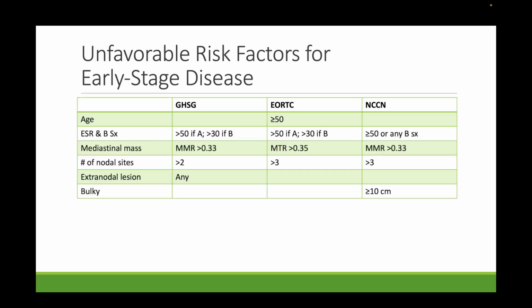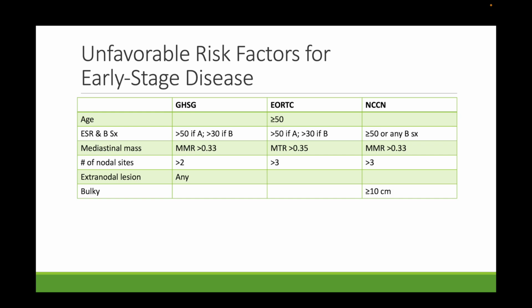So just to review, here is the table of unfavorable risk factors for early stage disease for the different study groups. So we're actually going to start by talking about some of the trials from the German Hodgkin study group. So for a moment, let's just focus on those risk factors. So in this table, in that first column, are all of the risk factors for the German Hodgkin study group that make you unfavorable. And so in this section, we're really focusing on favorable disease.